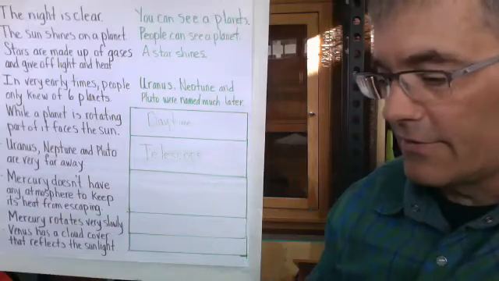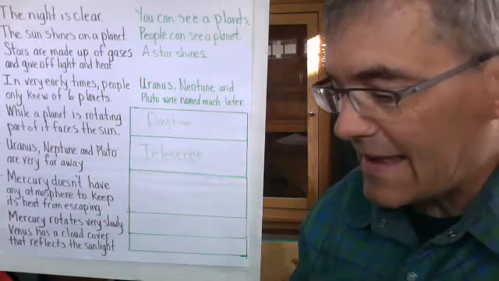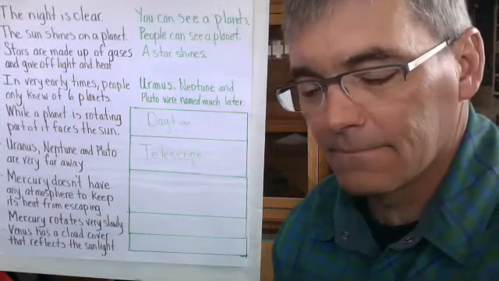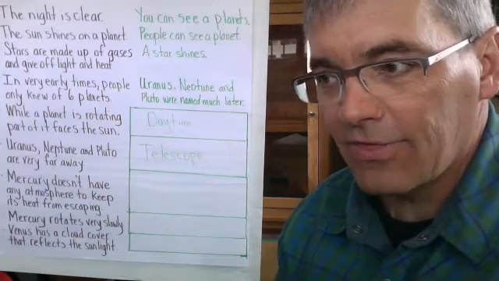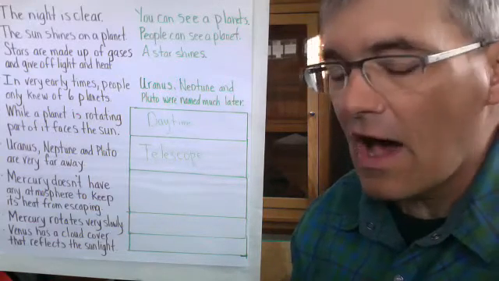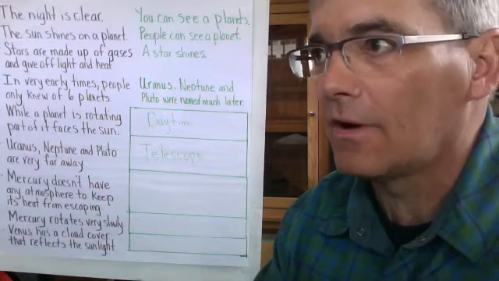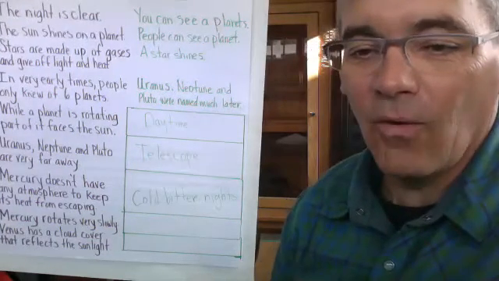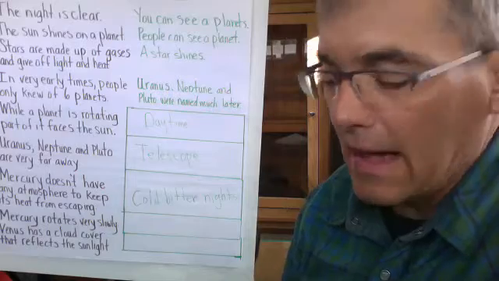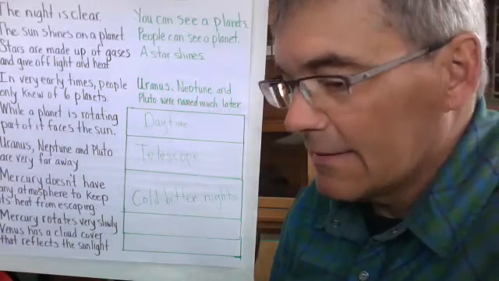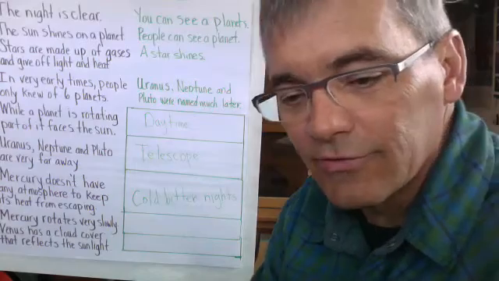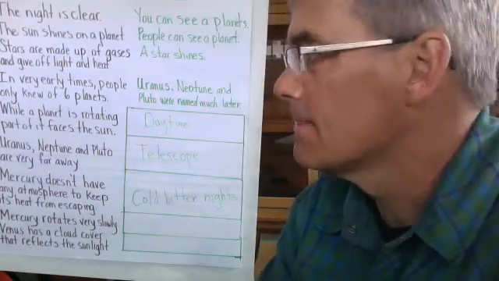The next cause is Mercury doesn't have any atmosphere to keep its heat from escaping. So what do you think the effect of not having an atmosphere on Mercury is? Well, the effect is cold, bitter night. Not able to keep any heat in there, even though it's so close to the sun, our closest planet.